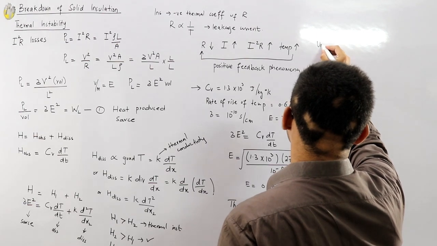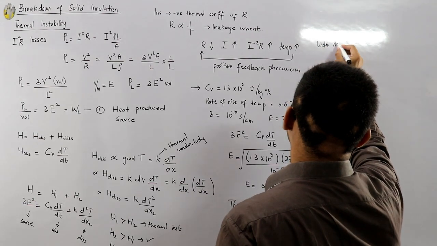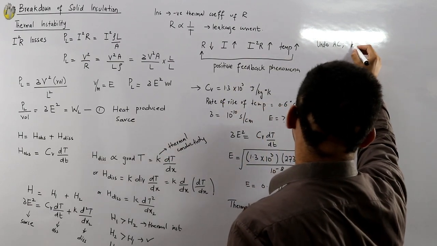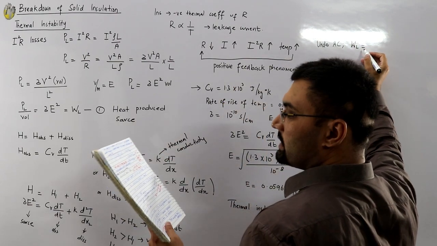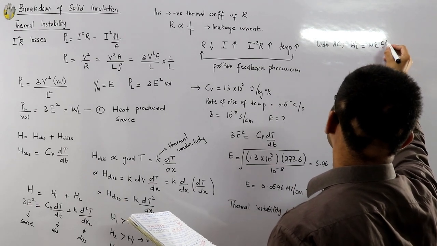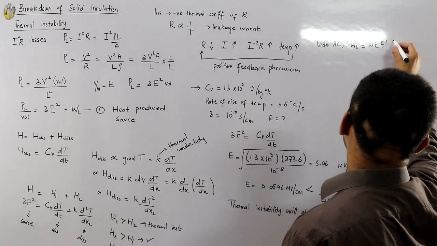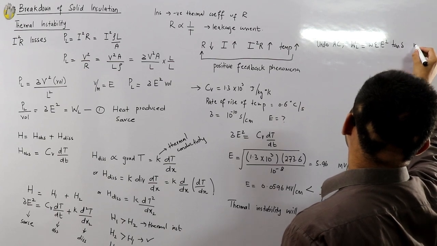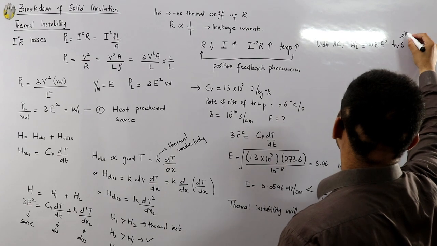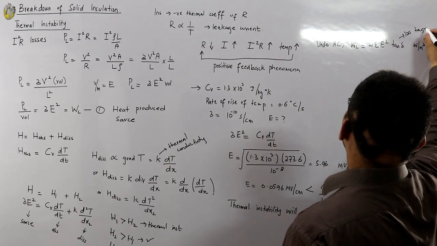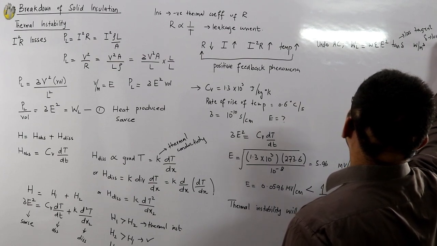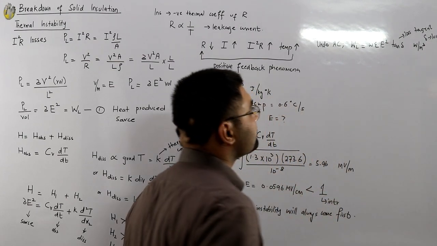Just write it down for yourself as well. Under AC condition, the power loss per unit volume, which I wrote over there as WL, is equal to omega epsilon E squared tangent of delta, watt per meter cube, where tangent of delta is the loss tangent, where delta is the loss angle. We will talk about it somewhere.